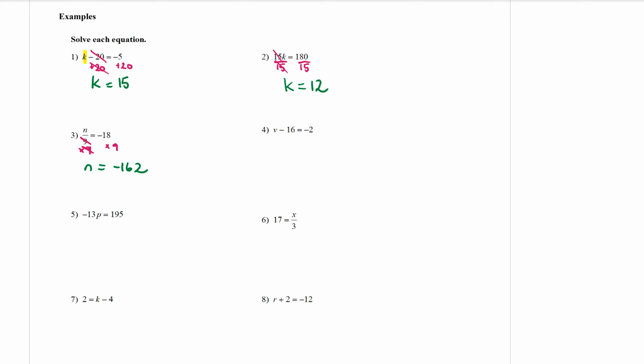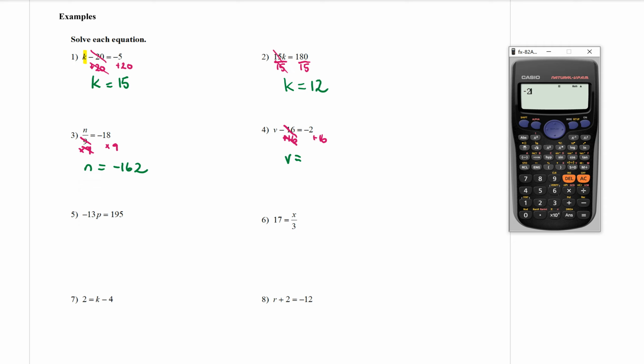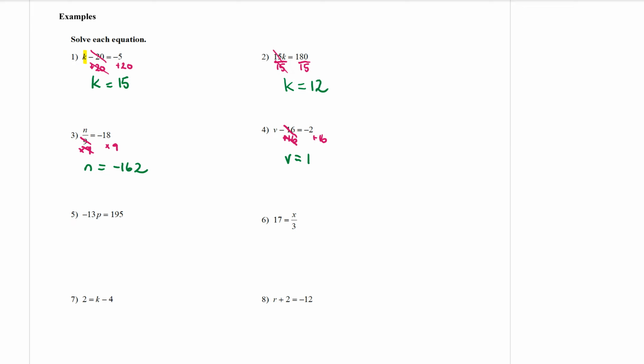Question 4. v minus 16 equals minus 2. So the number with my pronumeral is minus 16. The opposite of minus 16 is to plus 16 to both sides. The 16s here cancel off. v is now by itself. Minus 2 plus 16 is equal to 14. So v equals 14.